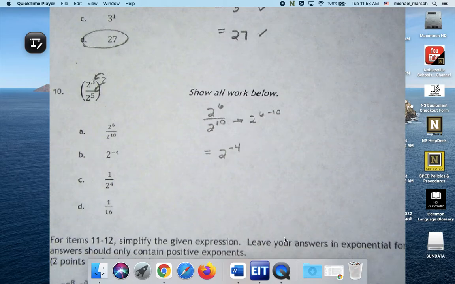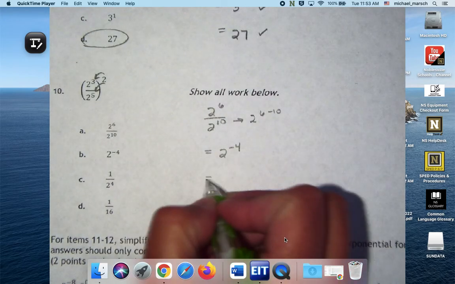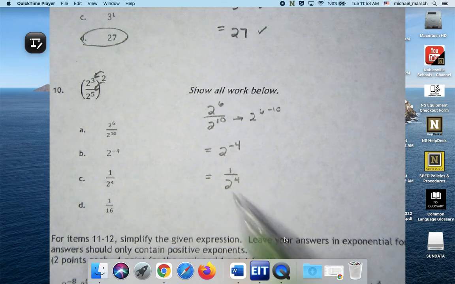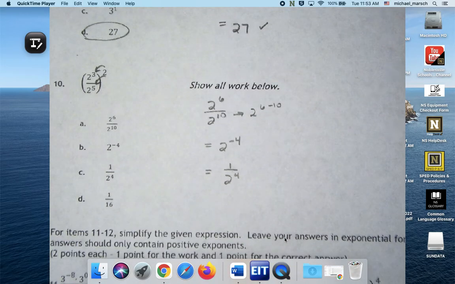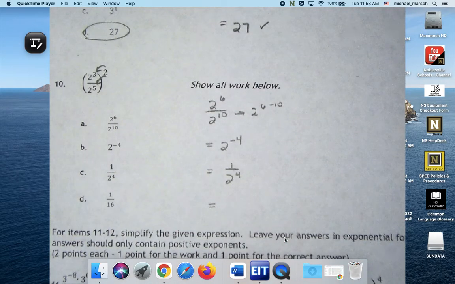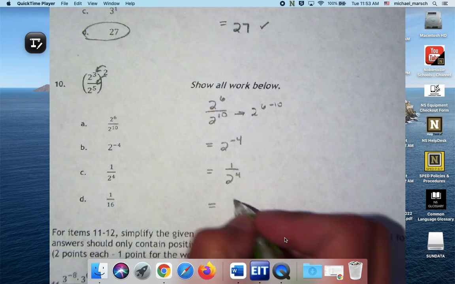Can't keep that negative. What do I have to do when I have a negative? What's the rule? Yep, I have to move it to the denominator. And then what is 2 times 2 times 2 times 2? 16.